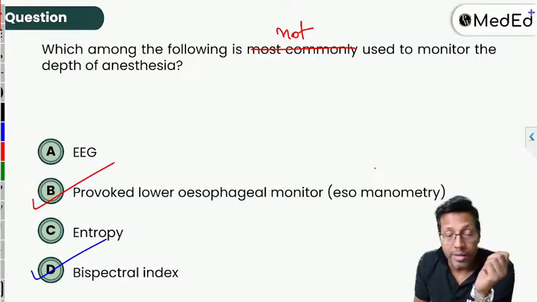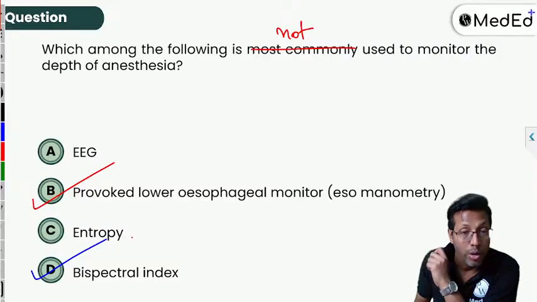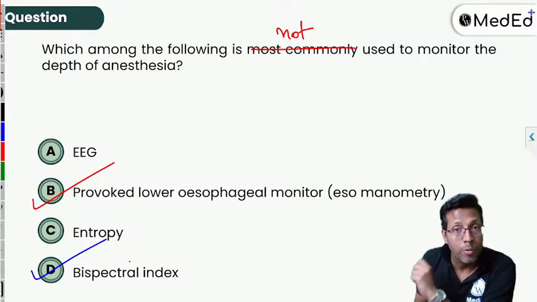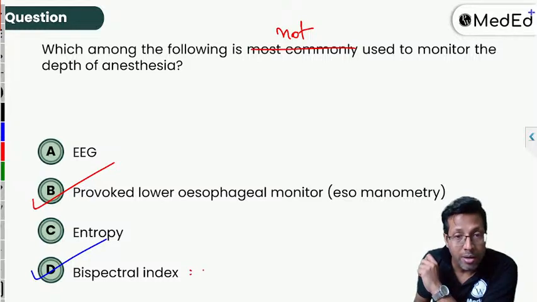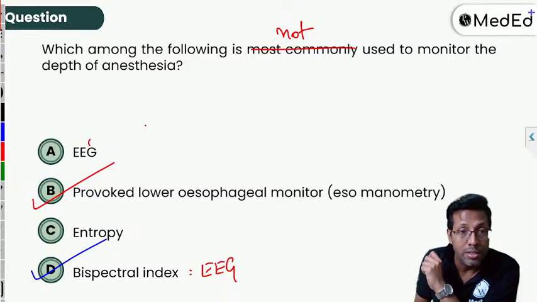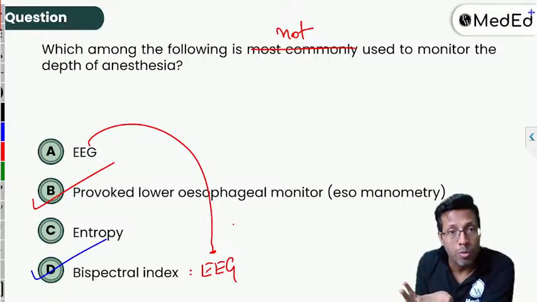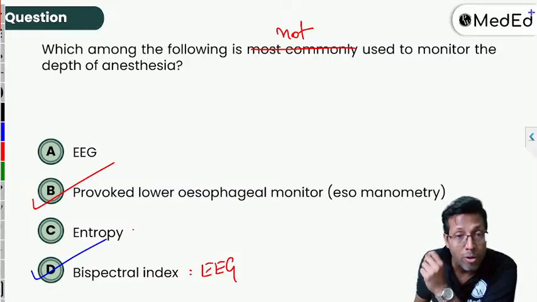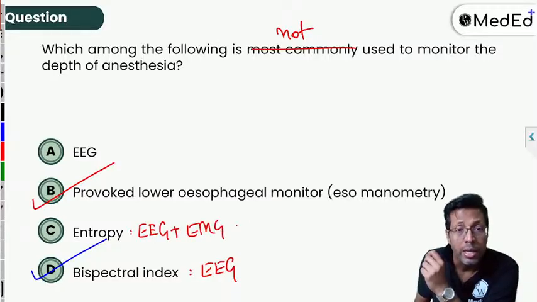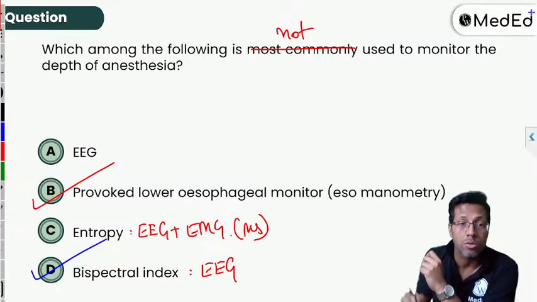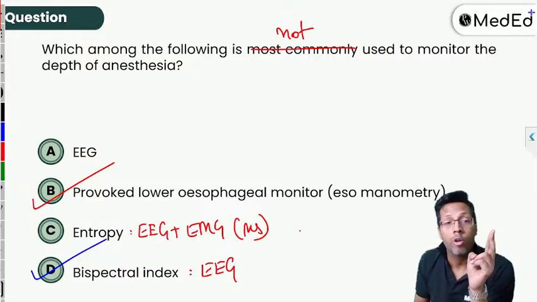Okay. What is entropy? Good question. So EEG, entropy and bispectral index, are all used for depth of anesthesia? Yes. Bispectral index is based on electroencephalogram, EEG is the same thing, right? So both of them are used for monitoring the depth of anesthesia. Entropy, on the other hand, think of it as a combination of EEG plus EMG. It basically tells you about the muscles also. So you get two pieces of information from entropy.